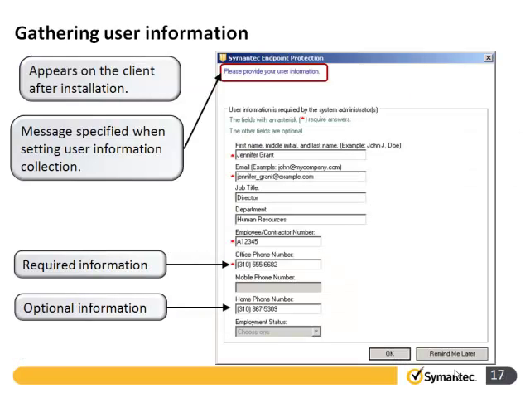And this is how it appears to the client once they've started running it. So the message specified when setting the user information is displayed at the top, and then the required information, the mandatory ones, are highlighted by the red star. Note that this information is not qualified at all. We don't know what they're putting in, it's just added into the database for reference purposes.